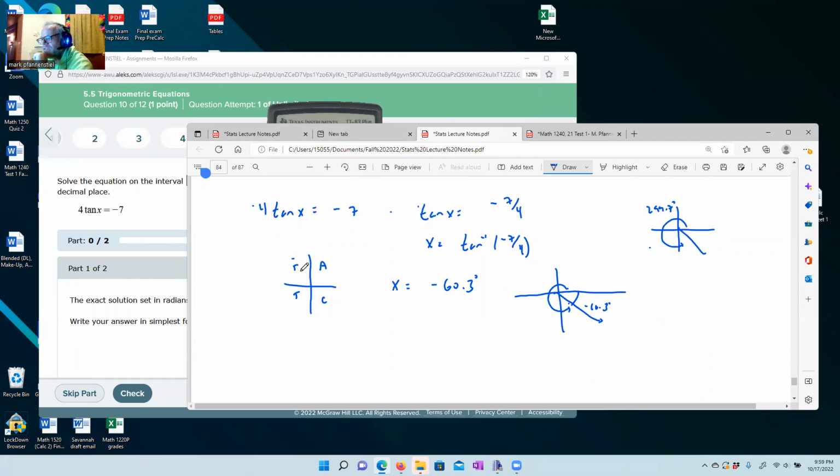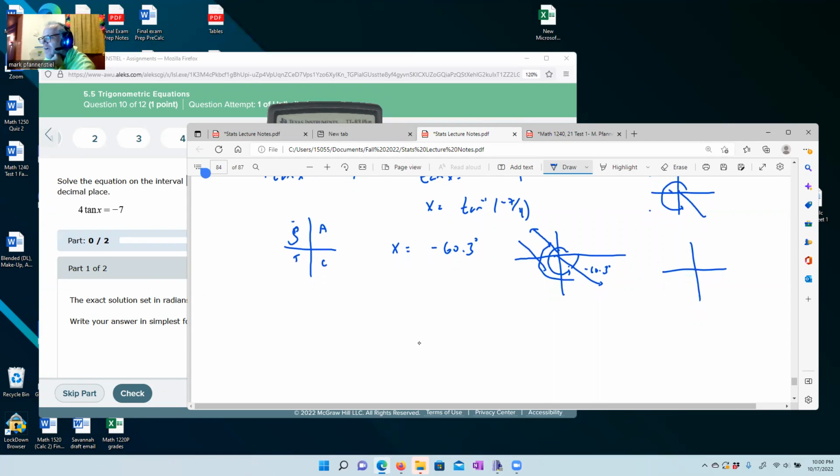All Students Take Calculus. Where else is tangent negative? It's negative in the fourth quadrant, but it's also negative in the second quadrant. How do we cast this angle here at -60 into that angle? Drawing at this point. We know that this is 299. How do I cast it over here? We're going to subtract 180 from it.